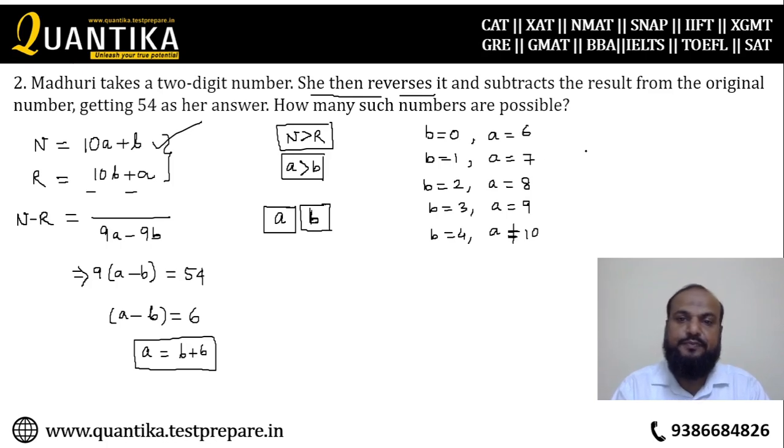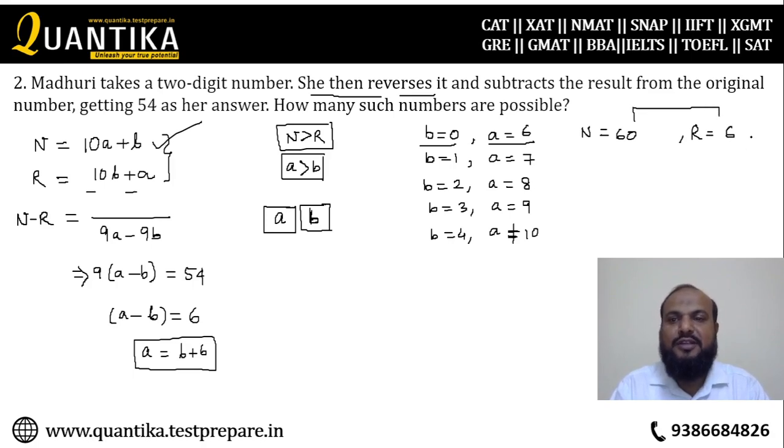Okay, now if a is 6, b is 0, the number is going to be 60, and the reverse number is going to be 06, that means 6. The difference is going to be 54. So this is one of the accepted answers. If a is equal to 7, b is equal to 1, the number is 71, the reverse number is 17, and the difference is 54, accepted answer. In the similar fashion, we have 82 and 93.